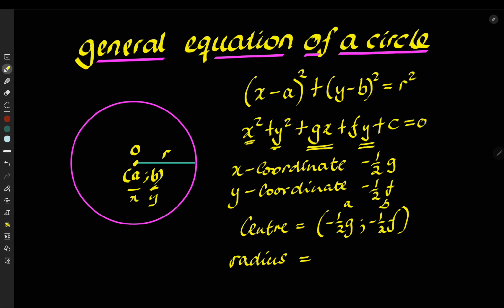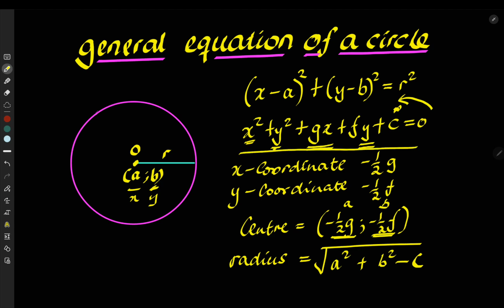Once you have got the coordinates of the center, you can determine the radius using them. In this case, we square a, which is the x coordinate of the center, plus b squared, which is the y coordinate of the center, then minus your c. Your c is this constant here. Remember, it is always on that side. So that is how you determine the center and the radius if you are given this expanded form.